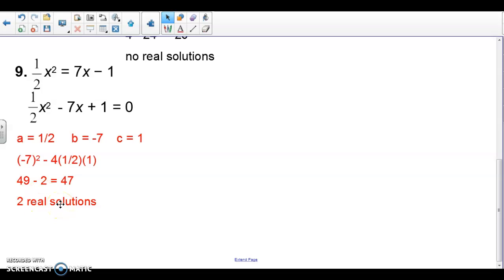So that's what you have to do when you're trying to find out how many solutions there are. You just use the discriminant. If it's 0, there's 1. If it's negative, there's no real solutions. And if it's positive, then there's 2. Now this works the same thing when they're asking about how many intercepts there are.